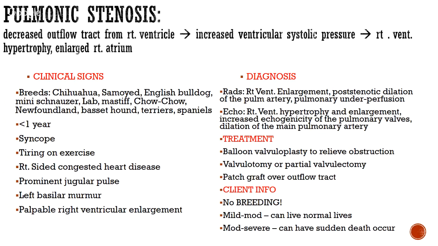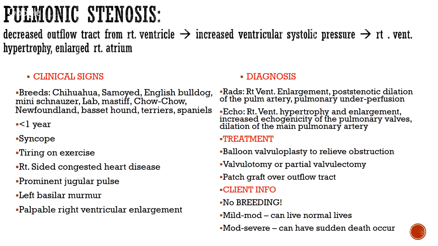The right side is bigger, it's hypertrophied. We're seeing increased echogenicity, which means it's brighter on the pulmonary valves. We have a dilatation of the main pulmonary artery, so it's very clear. We can do a balloon valvuloplasty to relieve the obstruction, just like they do with humans when we have obstructed vessels. We stick a balloon on a catheter all the way up into the heart, in the vessels of the heart, and blow it up and stretch that pulmonic stenosis.